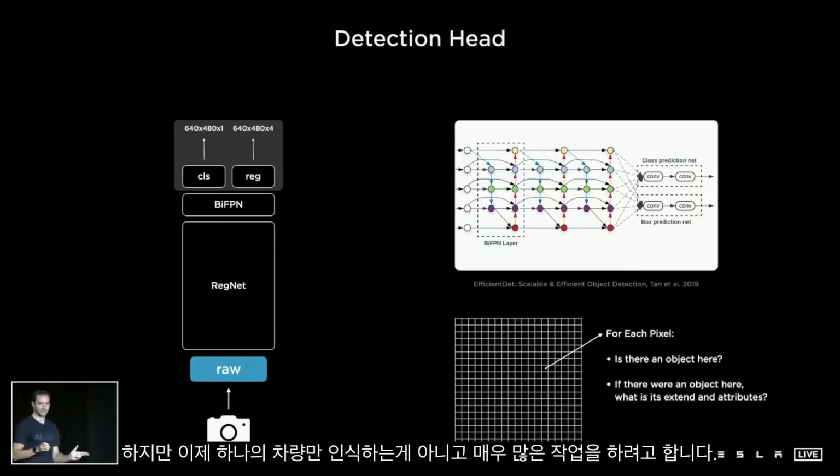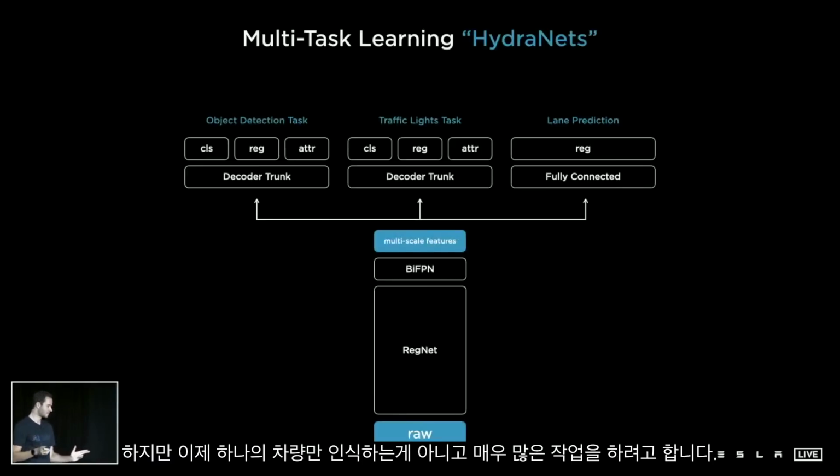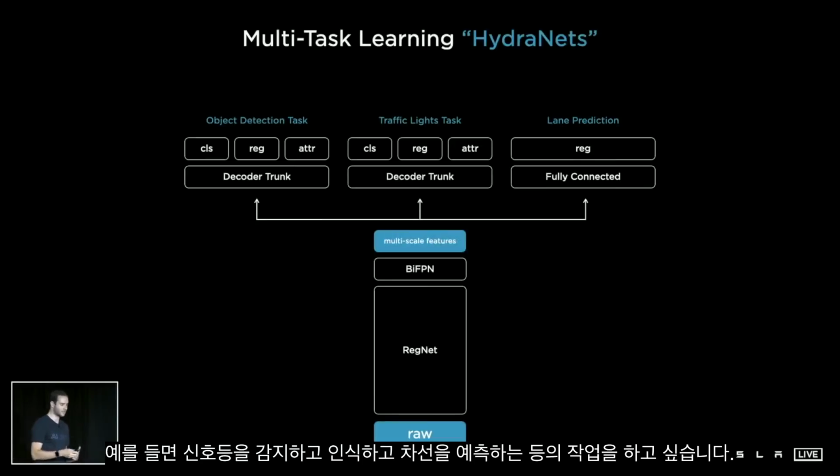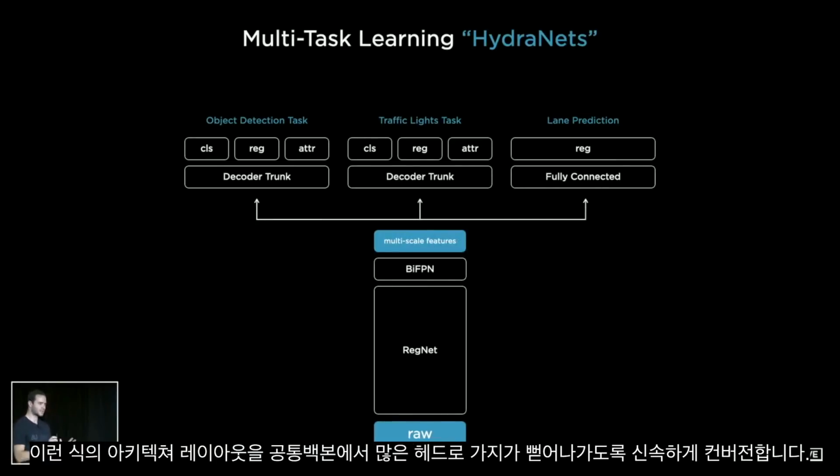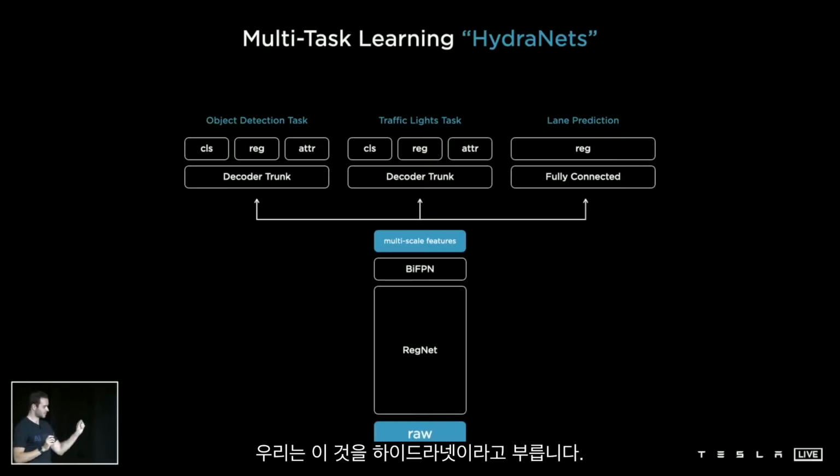Now, very quickly we discovered that we don't just want to detect cars, we want to do a large number of tasks. So, for example, we want to do traffic light recognition and detection, lane prediction, and so on. So very quickly we converge on this kind of an architectural layout where there's a common shared backbone and then it branches off into a number of heads. So we call these, therefore, HydraNets, and these are the heads of the Hydra.